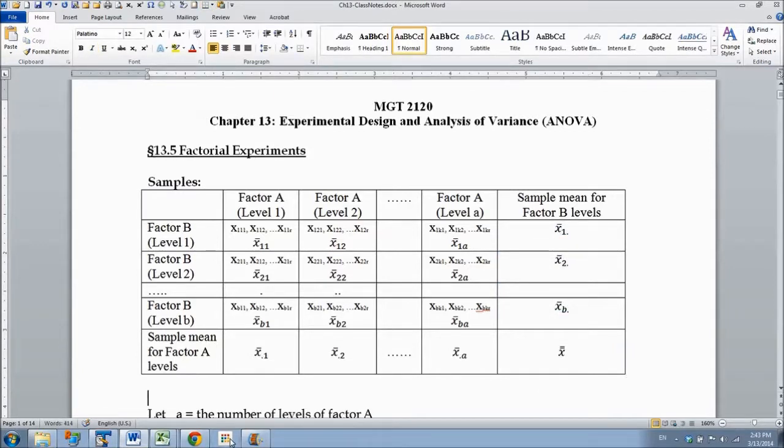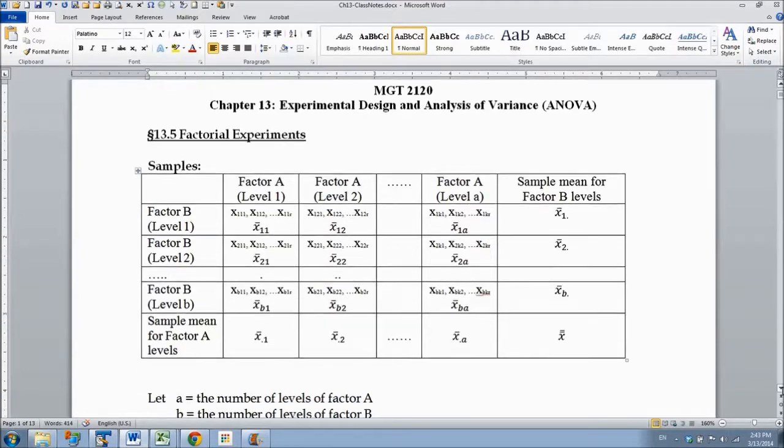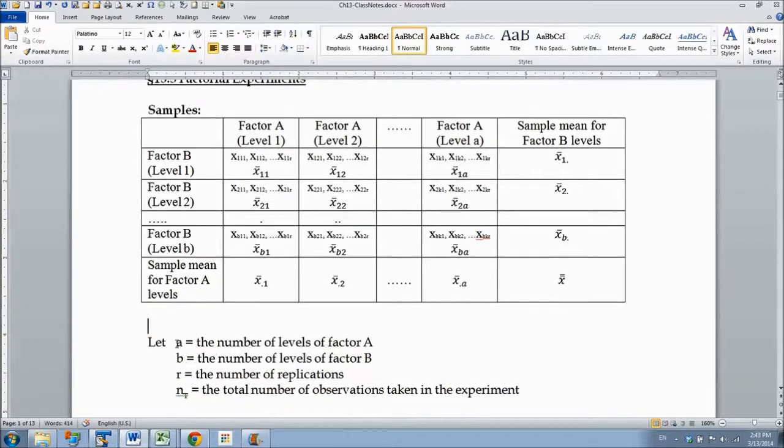So when we set up the experiment in this way, we have a levels of factor A, b levels of factor B, and r is the number of replications for each combination, that is the sample size for each intersecting cell. And n sub t is the total number of observations in the experiment. That will be the product of these three, a times b times r.